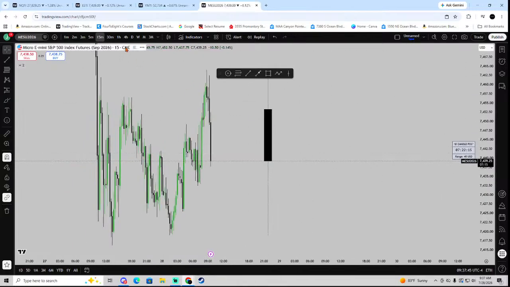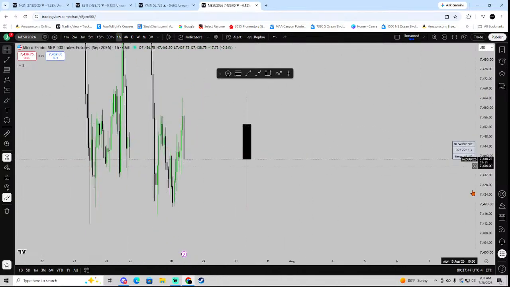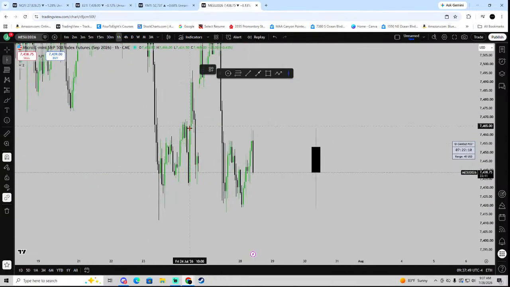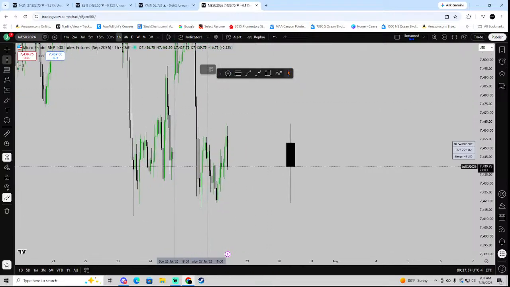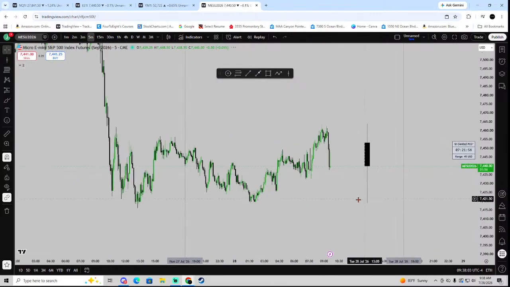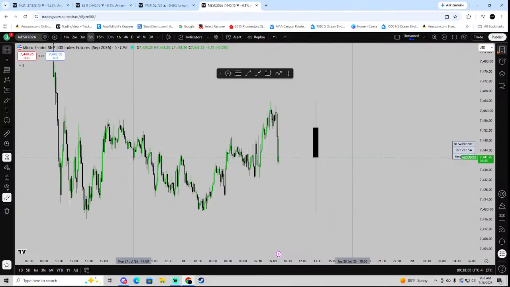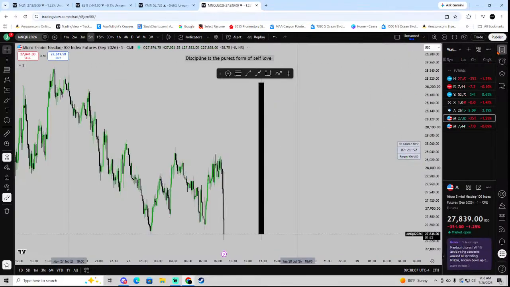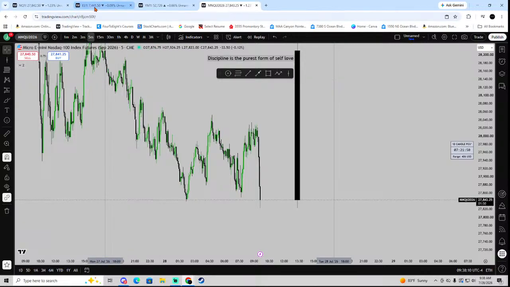I'll probably look at MES. Let me organize it really quick. Should have done that prior. Obviously, we'll keep the good old FIFO up at the moment.